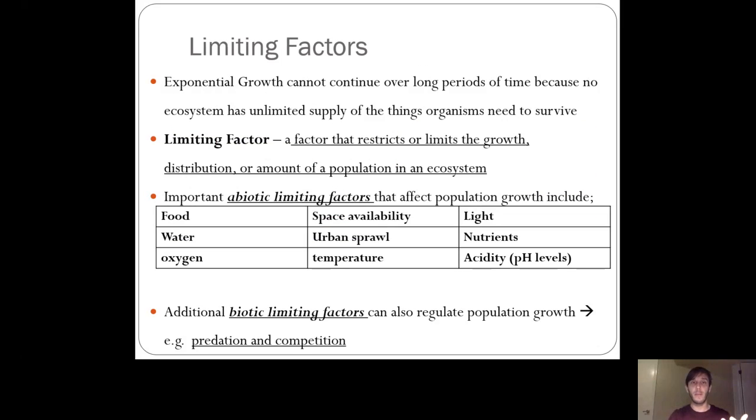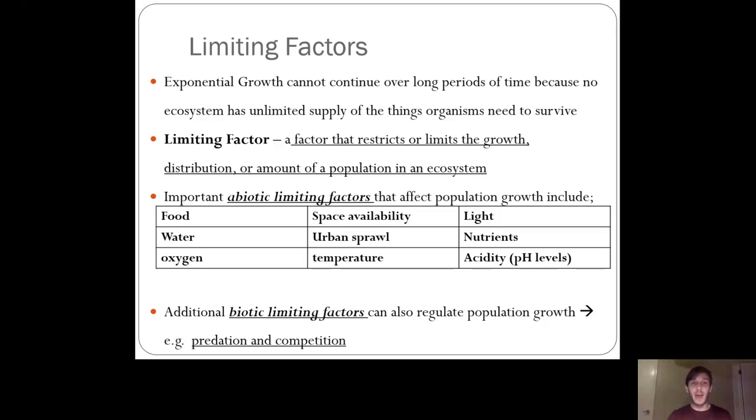Okay. Now, we need to talk about limiting factors. That exponential growth, that sharp, almost vertical growth cannot continue forever, okay? Because there are not unlimited resources, okay? That term resources, things that we use to survive, it's such a broad term, okay? For us, resources mean one thing. For organisms, resources might mean another. There's probably a little bit of overlap, but they are the things that organisms need to survive. And there are not infinite amounts of these resources.